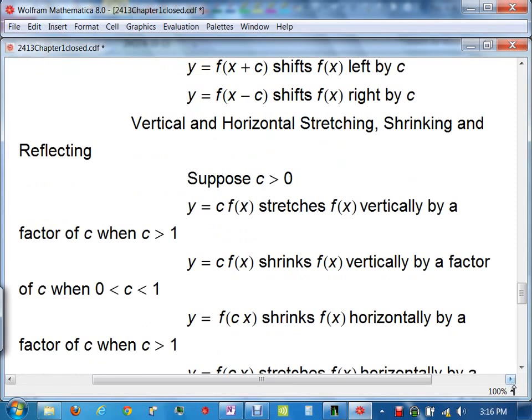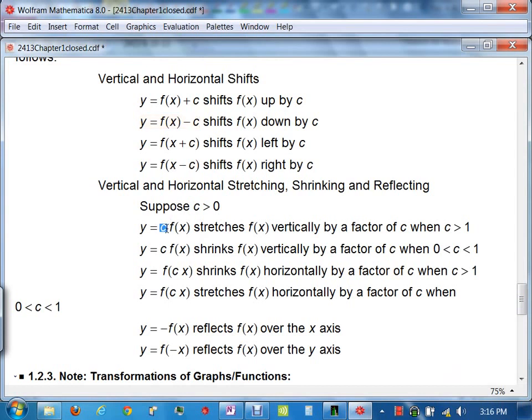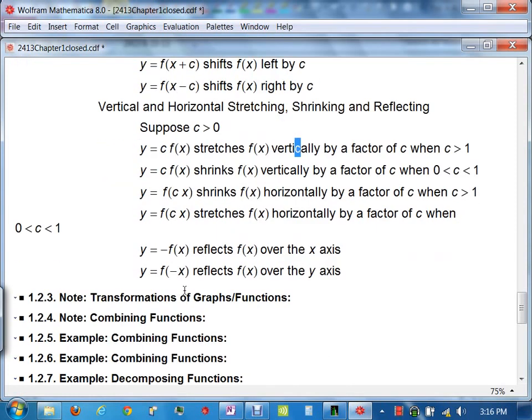Then we can shrink and stretch graphs by putting numbers in front. So if you put a number, a constant, in front of a function, then it will stretch it vertically by a factor of C when C is positive. If you put a number in front that's smaller than 1, like a fraction, like 1/5, it'll shrink it vertically. If you put a constant inside, then it'll shrink it horizontally or stretch it horizontally depending on the number inside. Then there's reflections. You can reflect over the x-axis and over the y-axis by putting negatives.